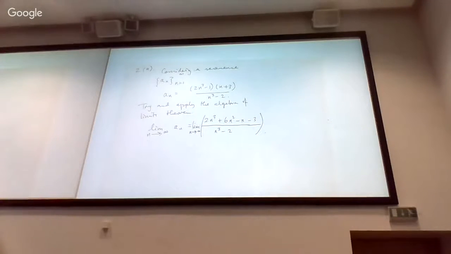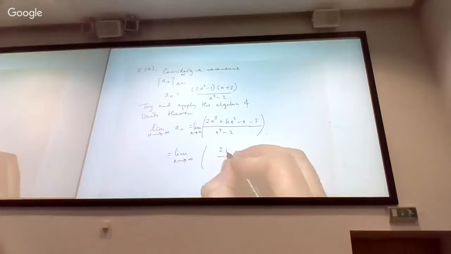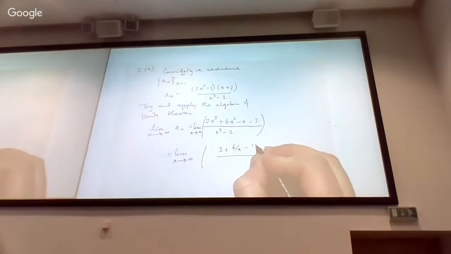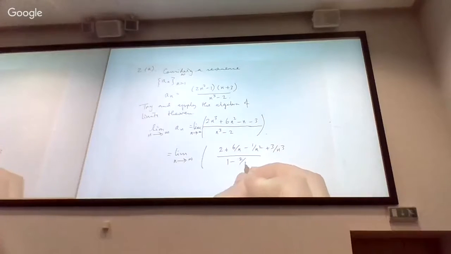We can't say the limit of this quotient is the quotient of the limits, because the limits of the top part and the second part don't exist. Both the top part and the bottom part tend to infinity. So we do this trick to prepare it, which is to express the same quantity as a different fraction. We divide above and below by n cubed. It's still the same quantity, but it's represented differently as a fraction.